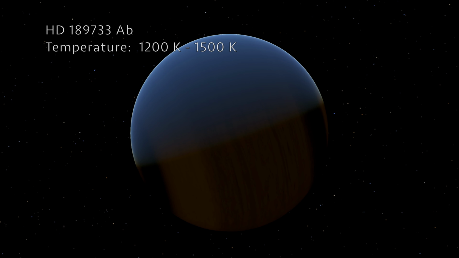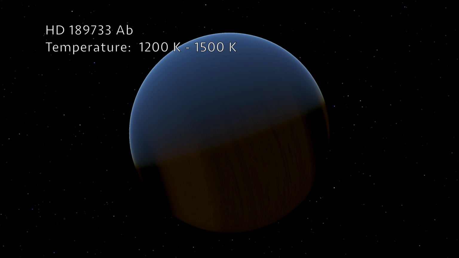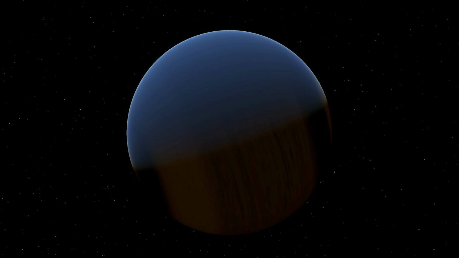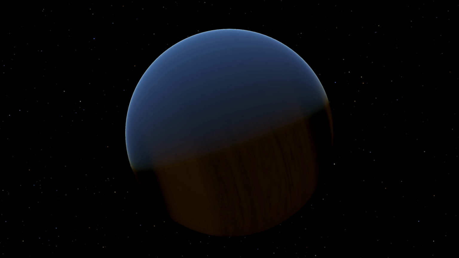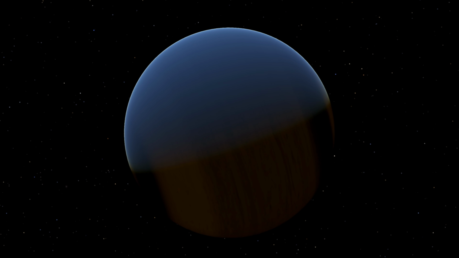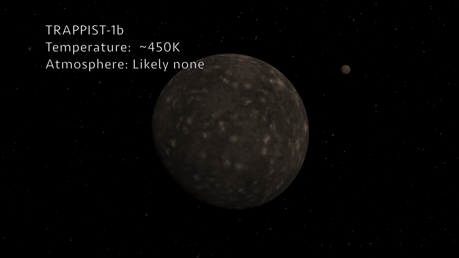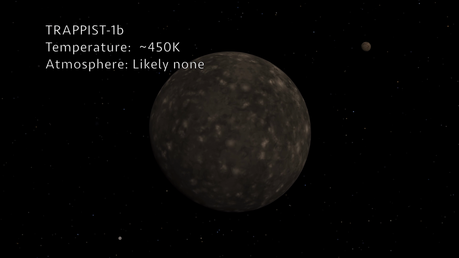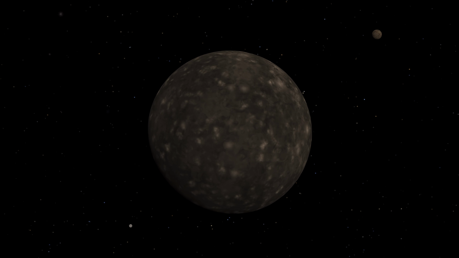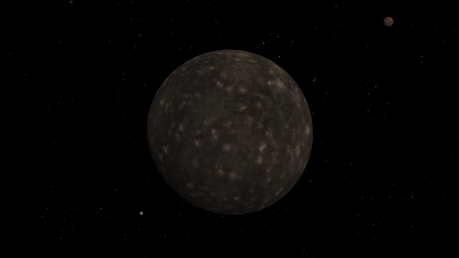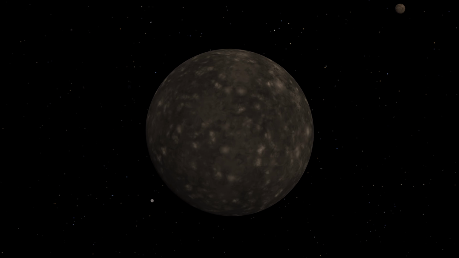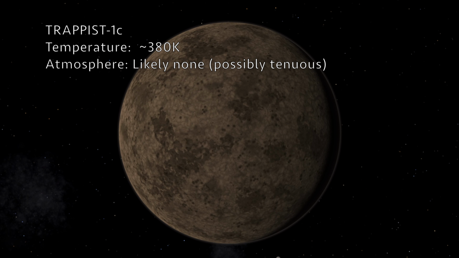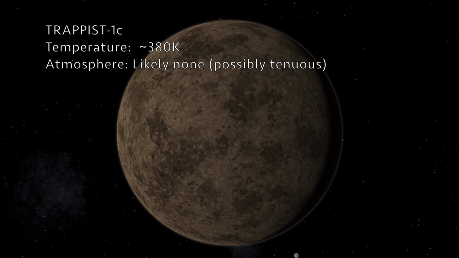For example, the hot Jupiter HD 189733b is about 65 light-years away, and gases such as carbon monoxide, carbon dioxide, methane, water vapor, and silicates have all been detected. Another more recent example is the TRAPPIST-1 system, although these planets are not hot Jupiters. But with the powerful James Webb Space Telescope, astronomers have been able to gain insight on the first 3 planets' atmospheres. We now know that, most likely, Planet B and C have very tenuous atmospheres, if any at all.